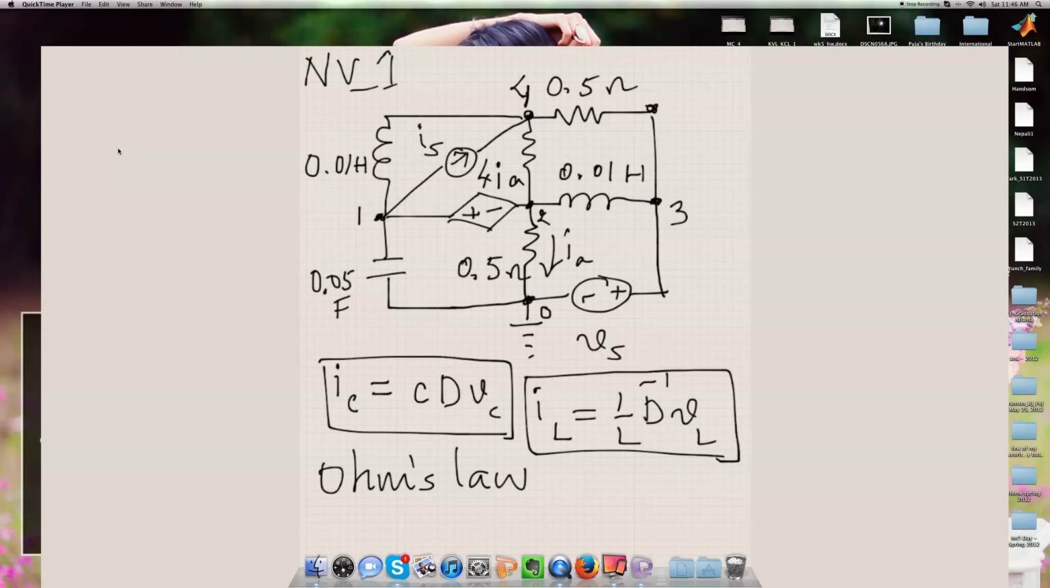what we get is I sub A is the voltage drop across this resistor, which is 0.5 ohm, divided by the resistance itself. The voltage drop, of course, is V sub 2 minus V0, which is 0 itself, so V sub 2 over 0.5. Meaning, I sub A is 2 times V sub 2. The 2 is coming from 1 over 0.5, of course. All right.